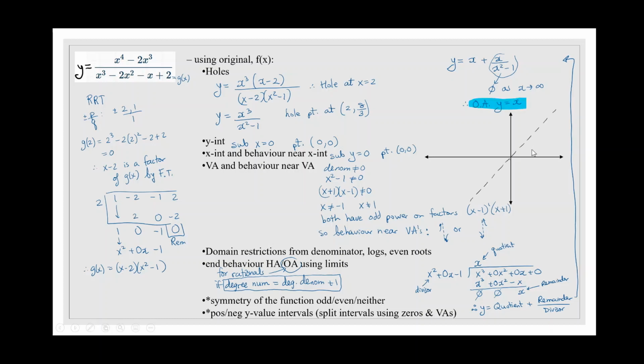Okay, so if we were to take this oblique asymptote and jot it in, y equals x, then we could take this whole thing, plot it. We can take these VAs, plot those.